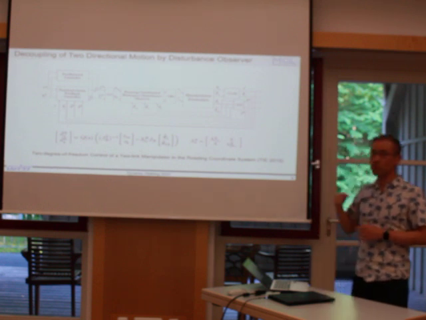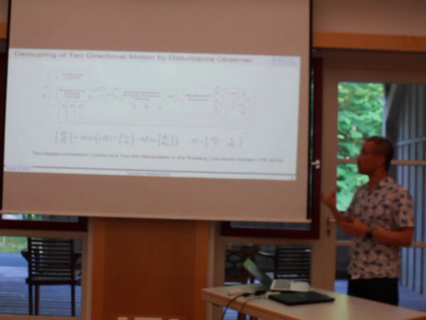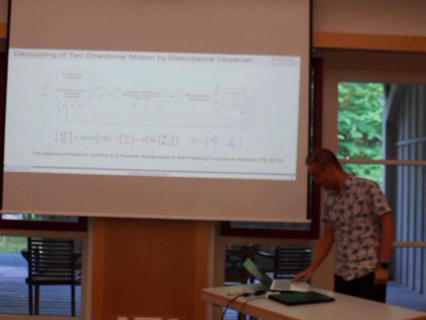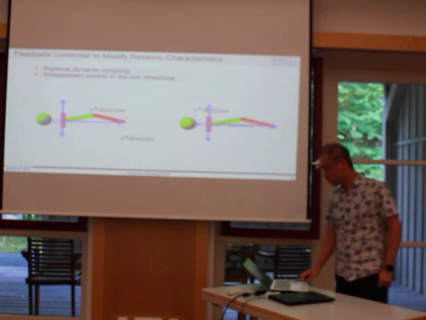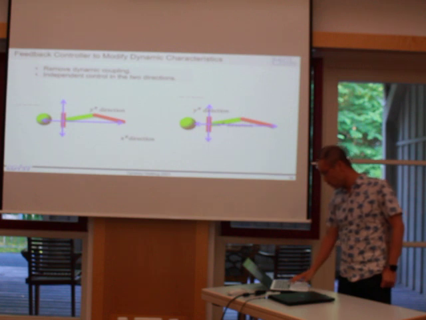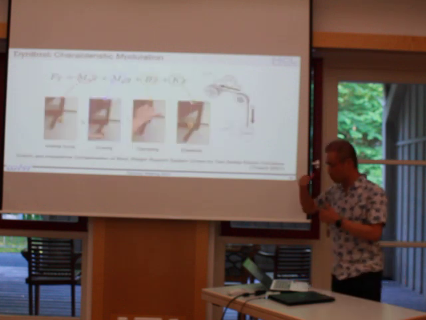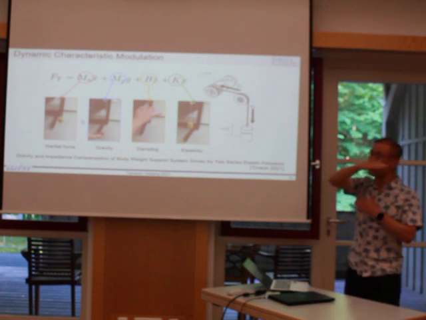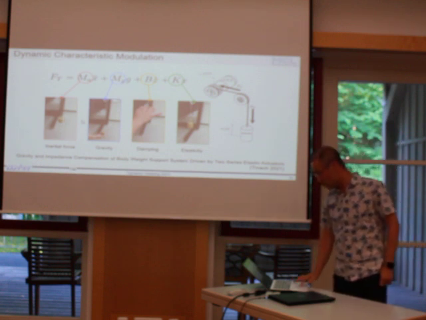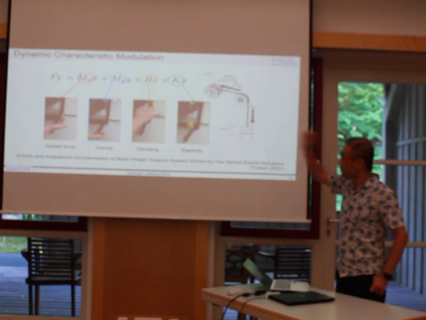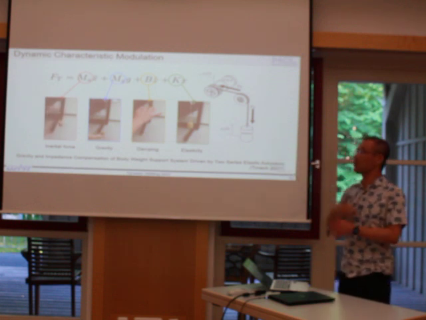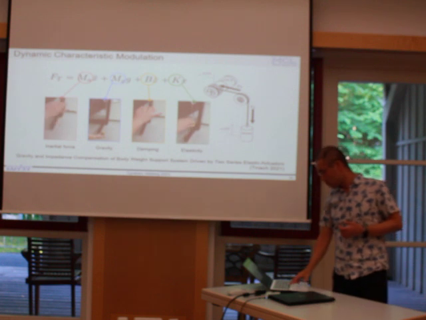And then I apply the disturbance observer idea. The disturbance observer not only rejects the disturbance, but can also modulate some of the inertia part. Okay, and then I could achieve good dynamic decoupling. Yes, I could decouple the x-directional motion and the y-directional motion. And my belief is that feedback control can modulate everything: inertia, gravity, damping, and stiffness can all be modulated by feedback control.